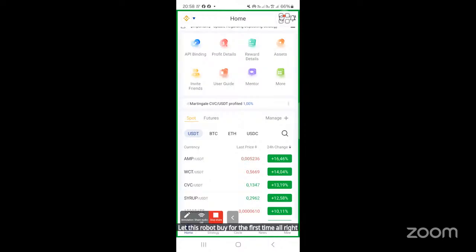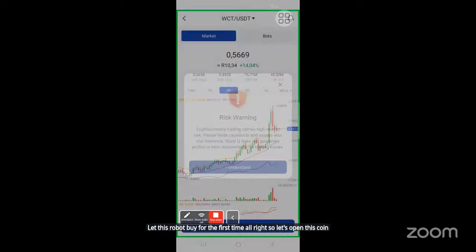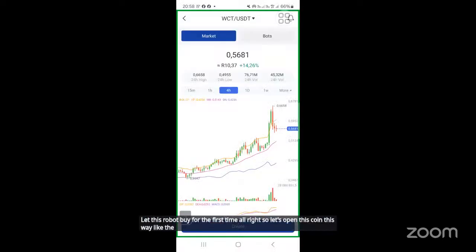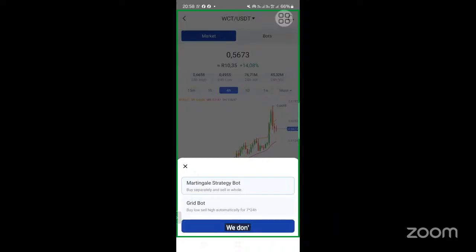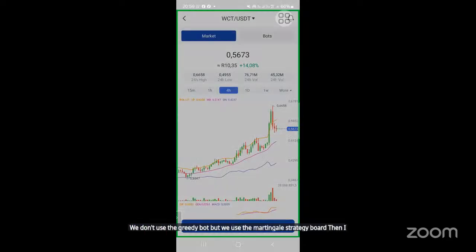So let's open this coin this way, like the way we always do when we are setting a trade. Right? So we tap on create. Yes, we are using the Martingale strategy bot. That's what we use. We don't use the grid bot, but we use the Martingale strategy bot. Then I tap create again to continue.